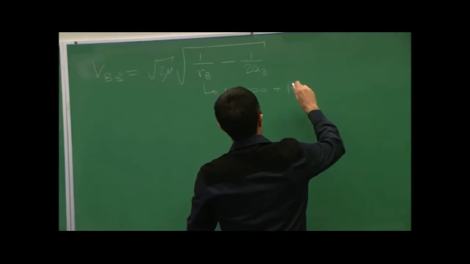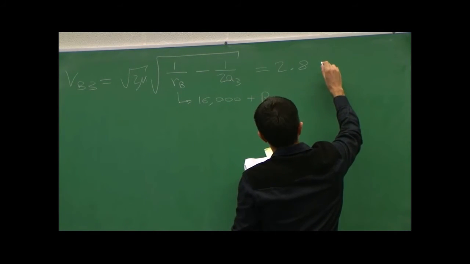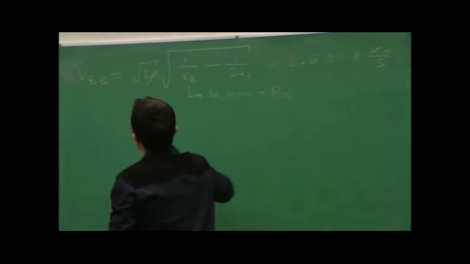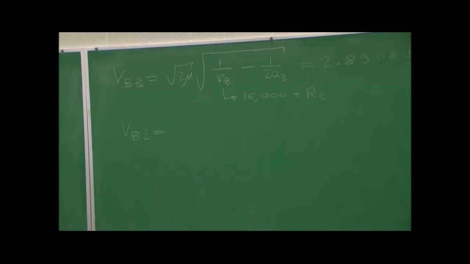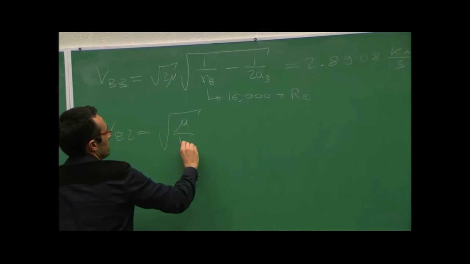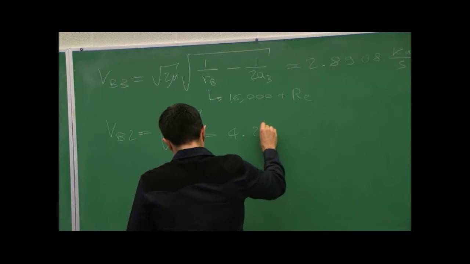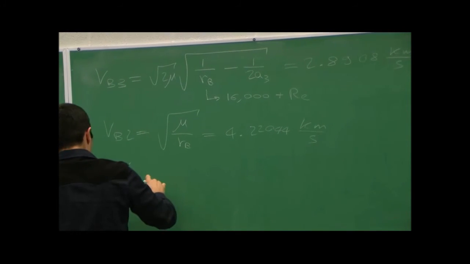Yeah, that's it. So this one is less, 2.8, better be less, it's the apoapsis, 89.08 kilometers per second. And finally, the velocity at the point B on the trajectory I want. Instead of doing that, can you just give me right away the expression for the velocity on point 2? Circle, right? Okay. So this is 4.22044 kilometers per second.